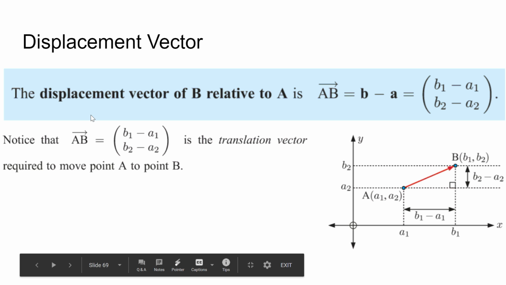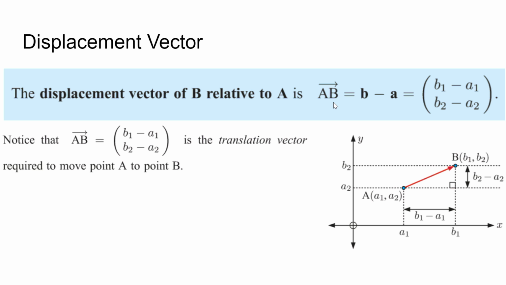If we're looking for the displacement vector of B relative to A, or from A, we call it vector AB, and it is vector B minus vector A. So we do the end point, or the terminal point, minus the starting point, or the initial point. And we can get it, like we said, by just subtracting their components.